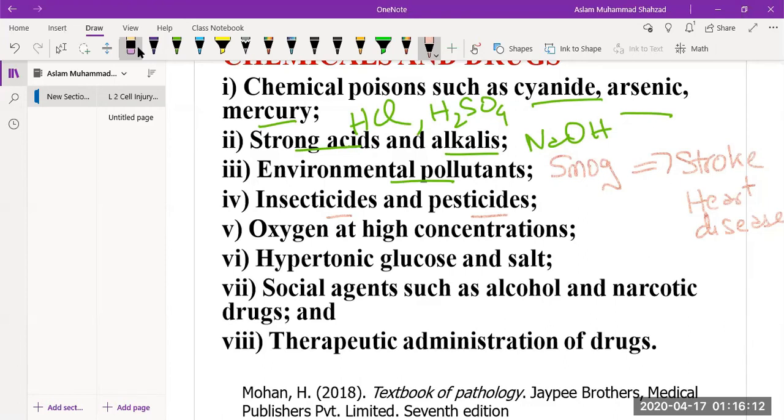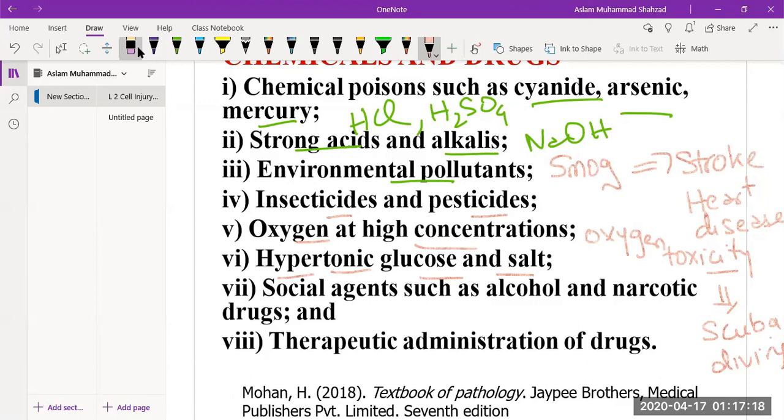Then we have oxygen at high concentration. It is also known as oxygen toxicity, and it usually occurs in scuba diving. Then hypertonic glucose and salt. What is meant by hypertonic glucose and salt? Hypertonic means high concentration of glucose or high concentration of salt inside the cell. For example, hyperglycemia is responsible for diabetes.